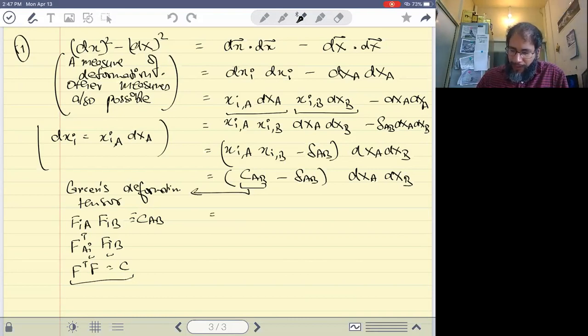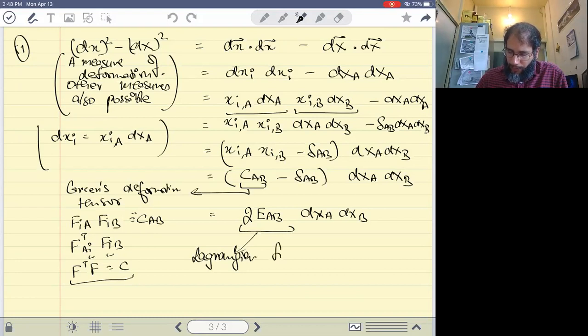And we simplify this further, we define another term. So this CAB minus delta AB is written as twice EAB, and this twice EAB is called the Lagrangian finite strain tensor. Okay, so this is our first strain tensor that we have defined.